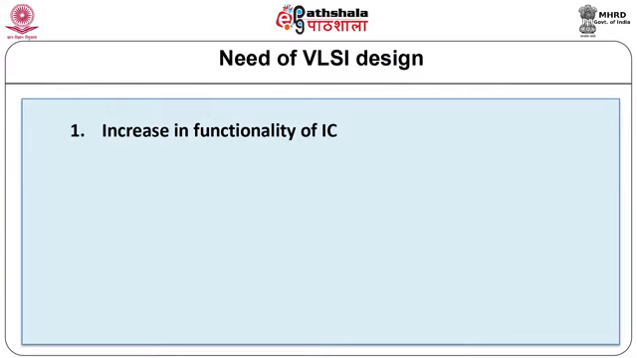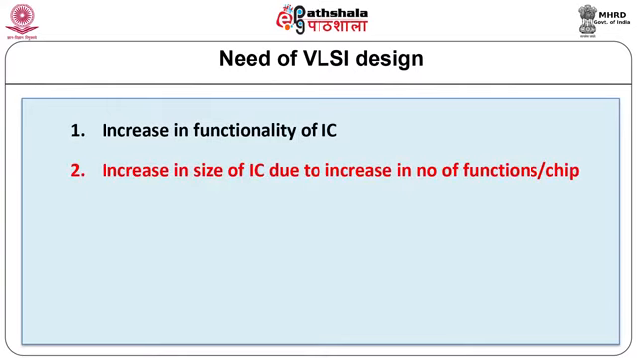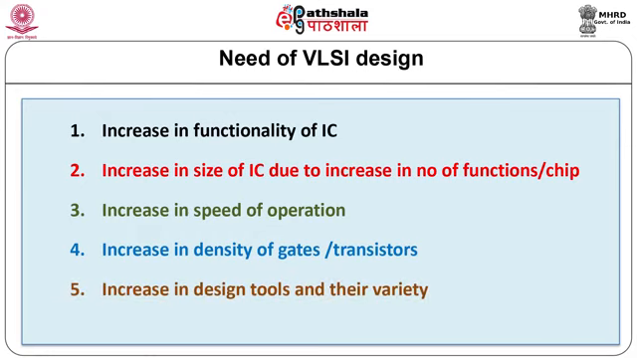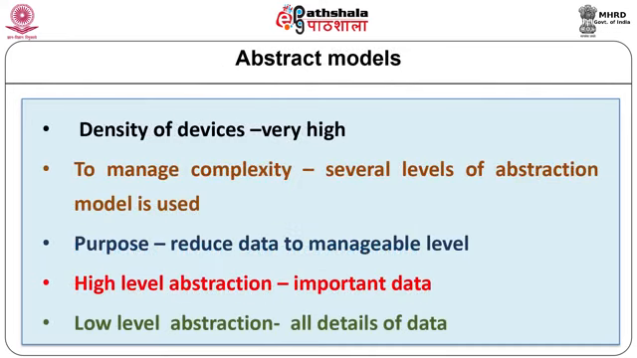First, increase in functionality of IC. Increase in size of IC due to increase in number of functions per chip. Increase in speed of operation. Increase in density of gates or transistors. Increase in design tools and their variety. As the density of devices in a chip reaches hundreds of millions of transistors, it is impossible for a human being or even a computer to process this huge amount of data directly.